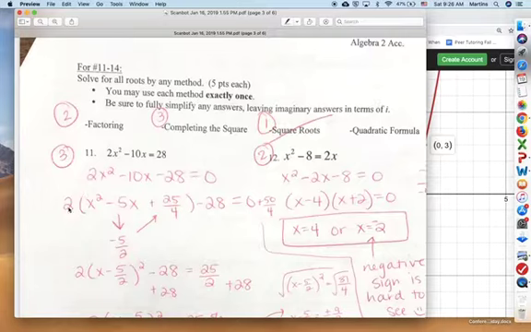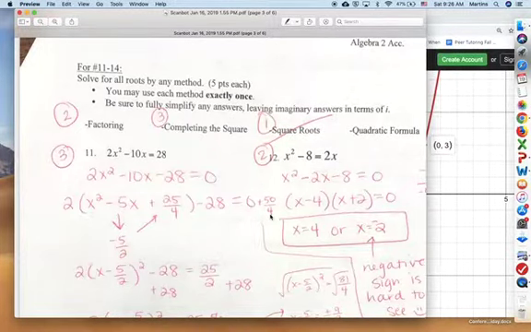I pulled out the 2 here at the beginning, and I scooted the negative 28 over to the right. That left x squared minus 5x, and then I had a blank here. Half of b is negative 5 halves, and squared it becomes positive 25 fourths. But I arbitrarily added this quantity into the equation, so I have to balance it out. Remember, this 25 fourths is actually getting multiplied by 2. So 2 over 1 times 25 over 4 equals 50 over 4, so I'm counterbalancing that by adding 50 over 4 over here.